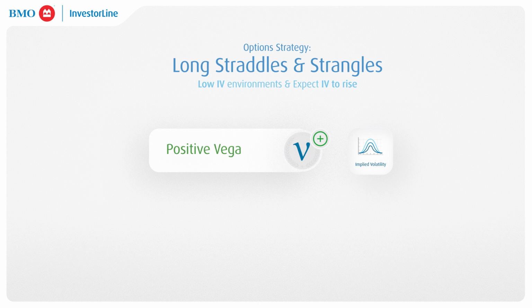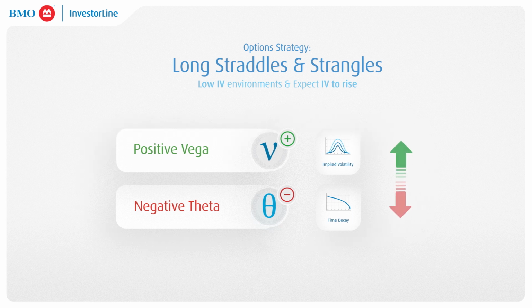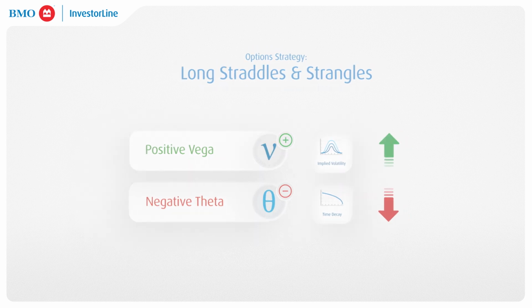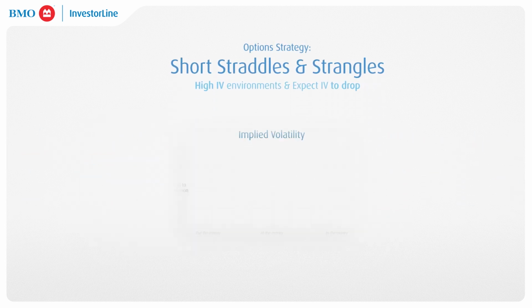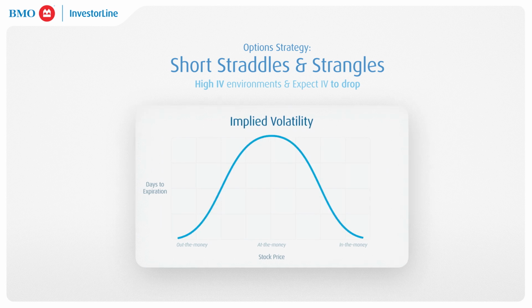However, because you're long both a call and a put, your theta exposure is also doubled, which works against you as time passes. For this reason, a long straddle and strangle are typically held for a very short time horizon to minimize time decay. On the flip side, short straddles and strangles are most commonly used when IV is elevated and you expect it to drop.